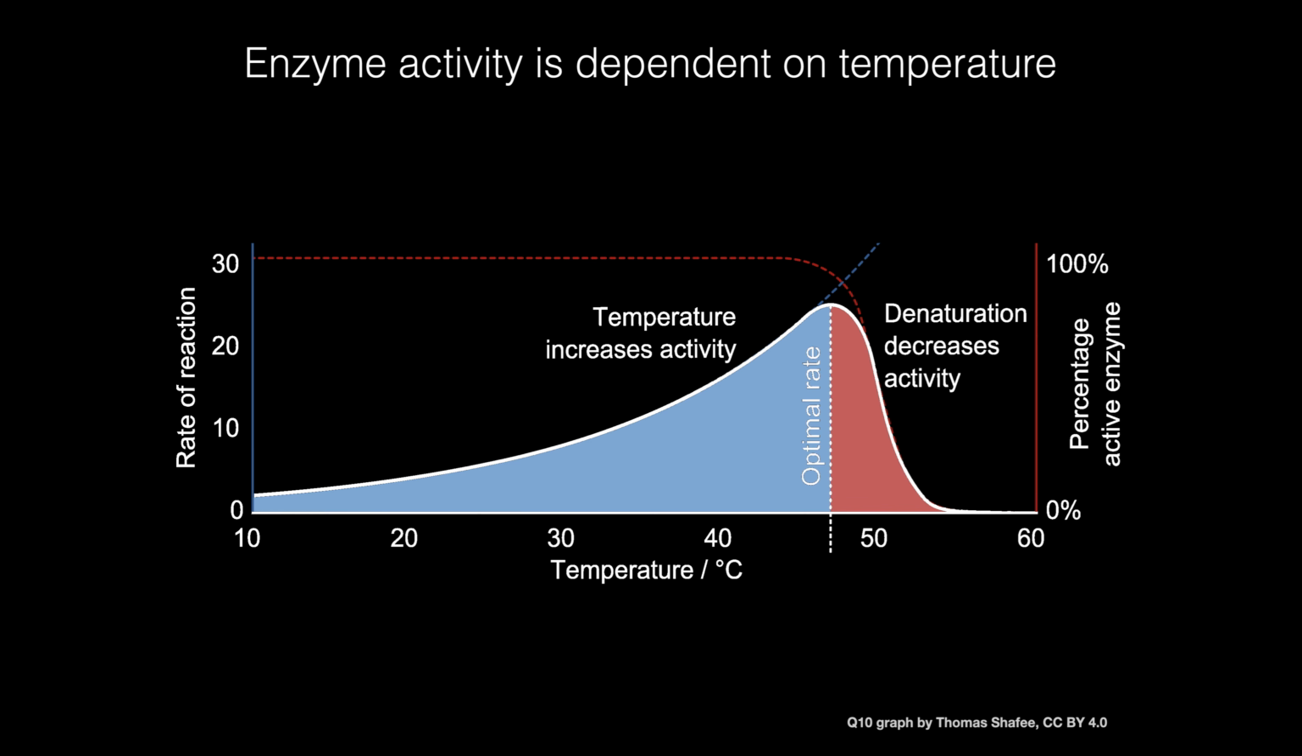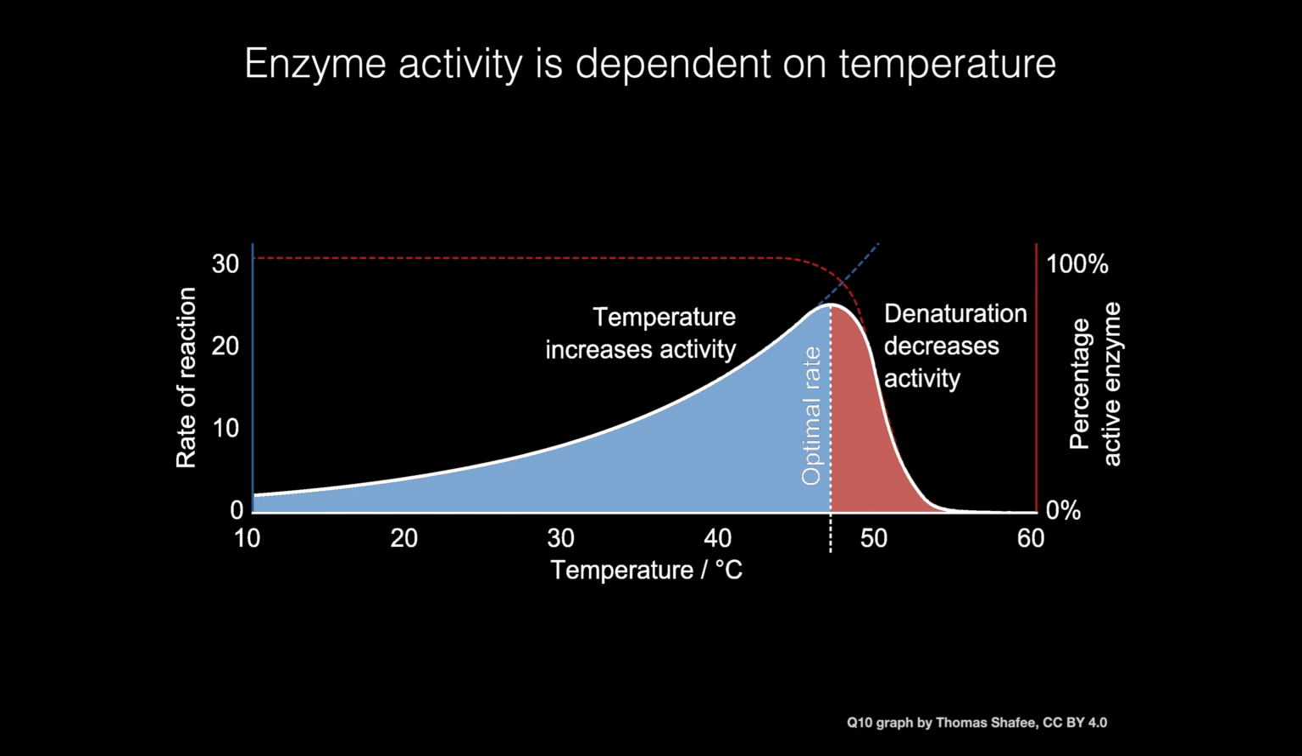Let's look more closely at the temperature profile of an enzyme. We have temperature on the x-axis and rate of reaction as well as percent active enzyme on the y-axis. We're going to concentrate on the shaded curve here, so we're looking at rate of reaction on the y-axis to the left. So the enzyme here functions optimally at about 48 degrees, as indicated by the dotted line labeled optimal rate. Colder than that, in the part of the curve shaded blue, the enzyme works less well. And hotter than that, which is the part of the curve shaded red, we see the activity falling off really quickly once the enzyme denatures.